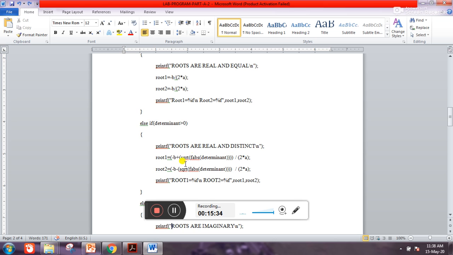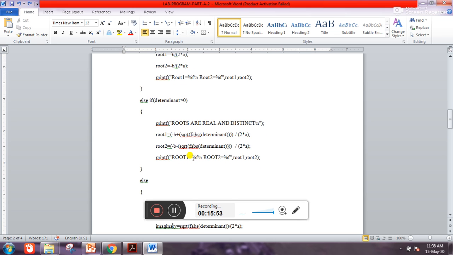So root 1 is minus b plus square root of b square minus 4ac, divided by 2 into a. Here, for root 2, minus b minus square root of b square minus 4ac, divided by 2 into a. This fabs is for converting negative values into positive. This is also a function present inside your math.h. Now we find root 1 and root 2 for determinant value greater than 0, real and distinct. Root 1 is equal to percentage f, root 2 is equal to percentage f. Root 1 is real and root 2 is distinct.